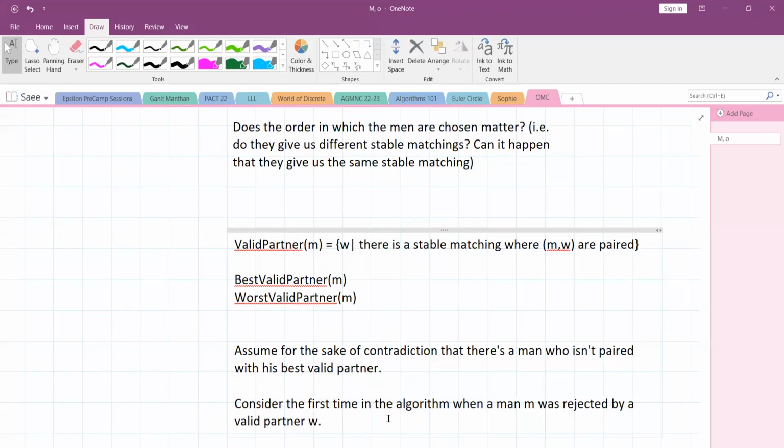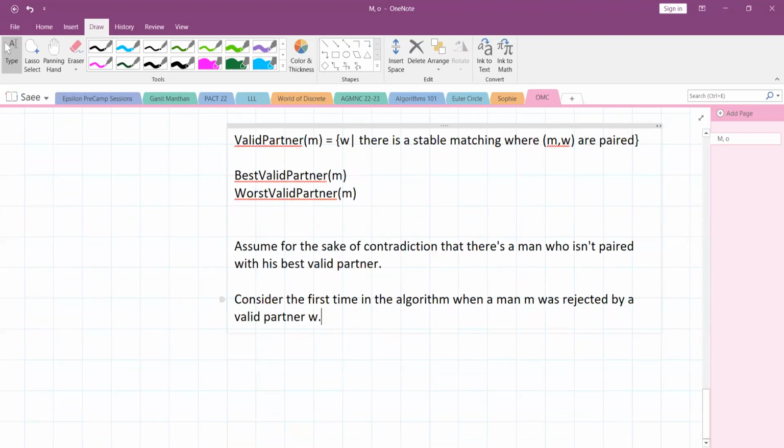This is the first time in the entire algorithm. Let M have the honor of getting rejected, being the first man to get rejected by a valid partner. So a lot of rejections were happening so far, but they were of non-valid partners. But this is the first time in the algorithm that somebody has gotten rejected by their valid partner. Right? Okay, now it's a very easy claim.